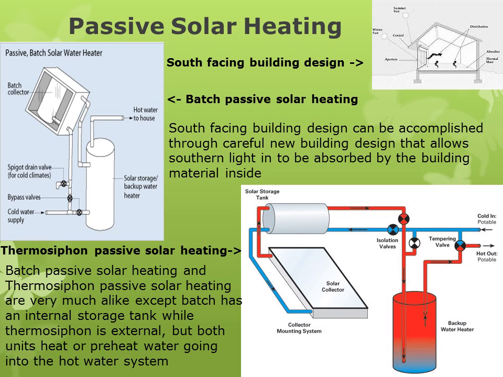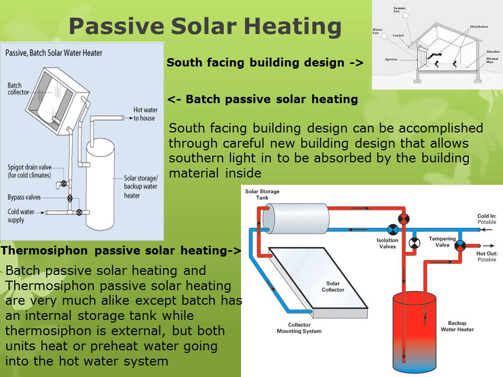Batch passive solar heating is another passive solar heating option that involves putting a solar collector up on the roof or outside the building that has a storage tank built into it that you run your cold water supply line into. It preheats the water, then sends it back into the solar storage slash backup water heater, where it is either sent out to the building or heated up further and then sent out to the building, depending upon the temperature of the water.